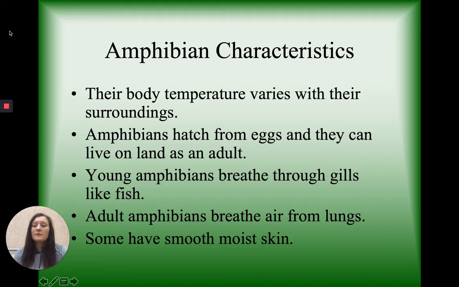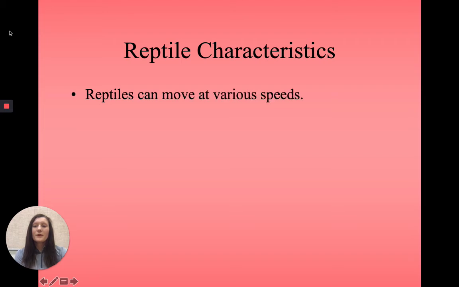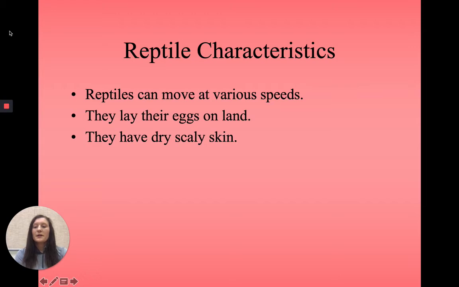Some amphibians have smooth, moist skin also. Next up is reptiles. Reptiles can move at various speeds. Reptiles lay their eggs on land. Reptiles have dry, scaly skin, so opposite of amphibians.